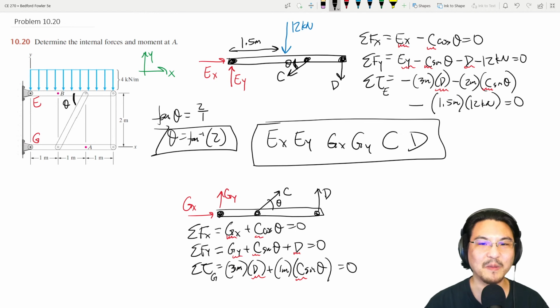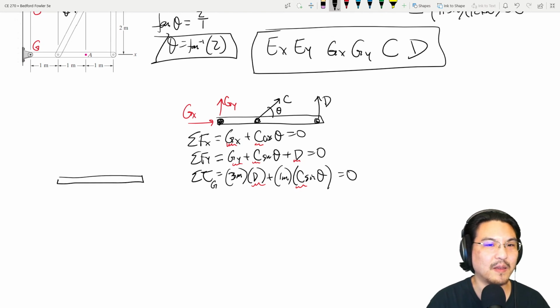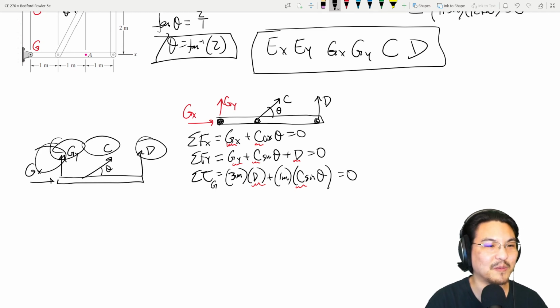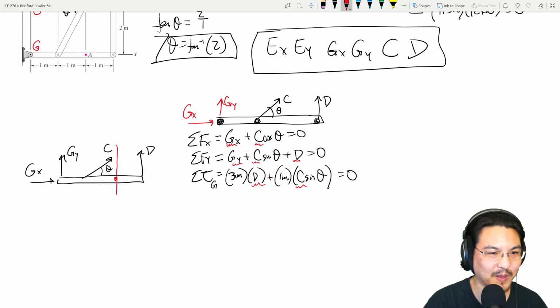Okay, now let's move on to the internal forces and moments, right? So if we want A, let me draw that. It looks like there's GX, GY, C is over here, D is over here. We know all of these values, right? We know all of the values. And then point A is right there. So we cut a section right there.